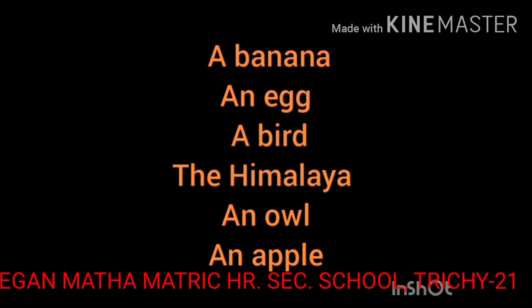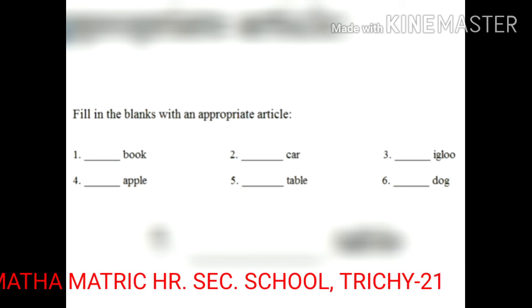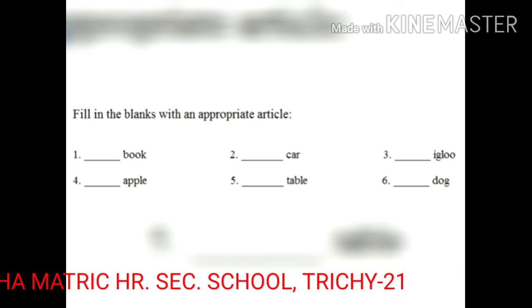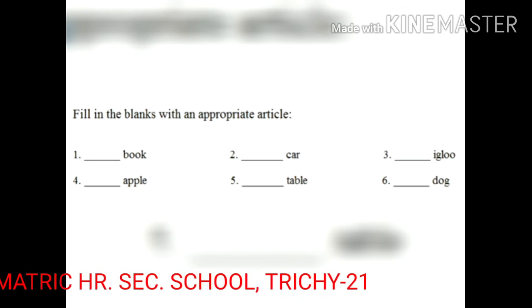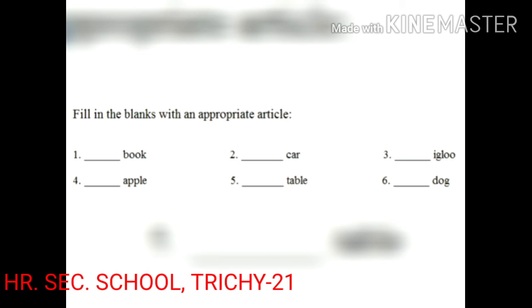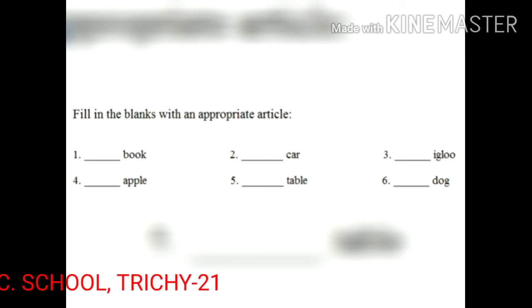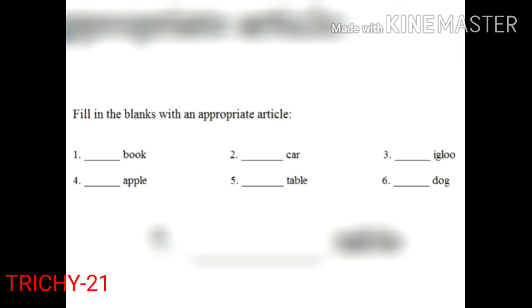Very good children. Look at this exercise. Practice this exercise. Fill in the blanks with an appropriate article. First one, dash book. Second one, dash car. Third one, dash igloo. Fourth one, dash apple. Fifth one, dash table. Sixth one, dash dog. Children, I hope you will write.